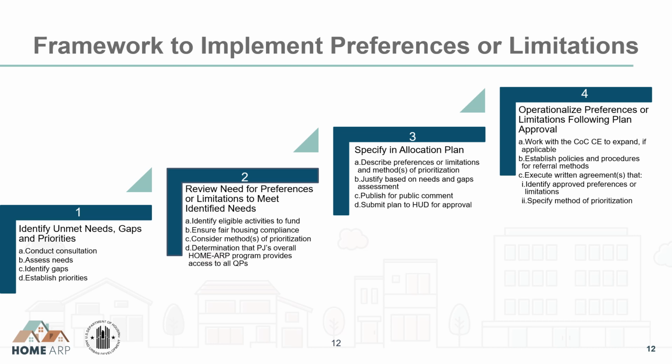Finally, after plan approval, you must operationalize preferences or limitations. This includes, first, working with the CoC coordinated entry entity to expand, if applicable. Secondly, establishing policies and procedures for referral methods. Third is executing written agreements with the entity operating the HOME-ARP project or activity. These written agreements must identify approved preferences or limitations and specify the method of prioritization. We will walk through each step in more detail in the following slides.